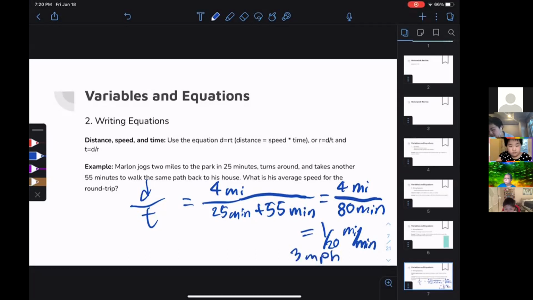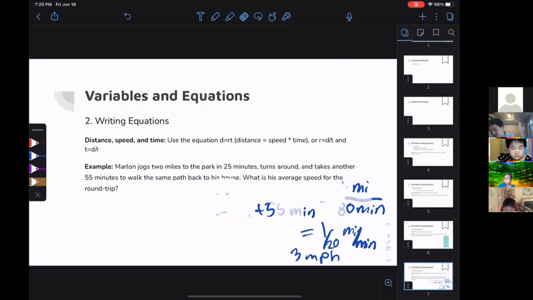Again, average speed is not just averaging 2 over 25 plus 2 over 55. It's not what it is. It's actually something different called the harmonic mean of two speeds, which I believe is mentioned later in the slide. I'll get to that later.